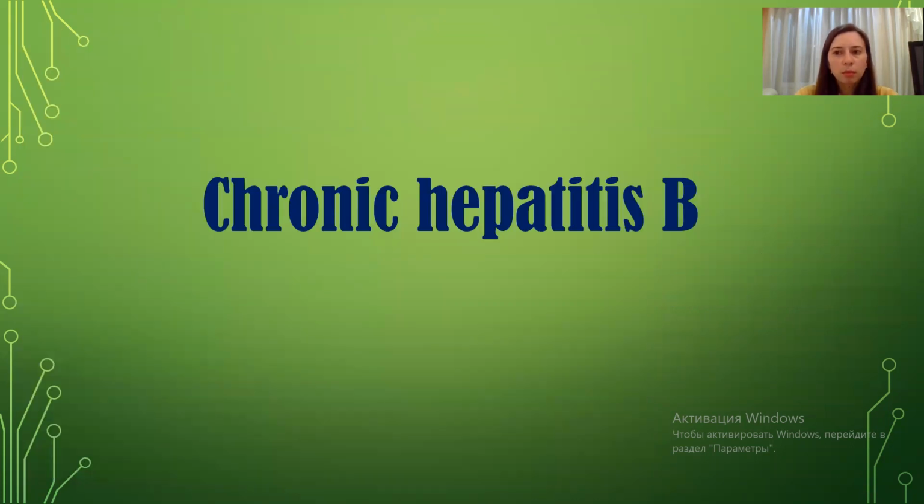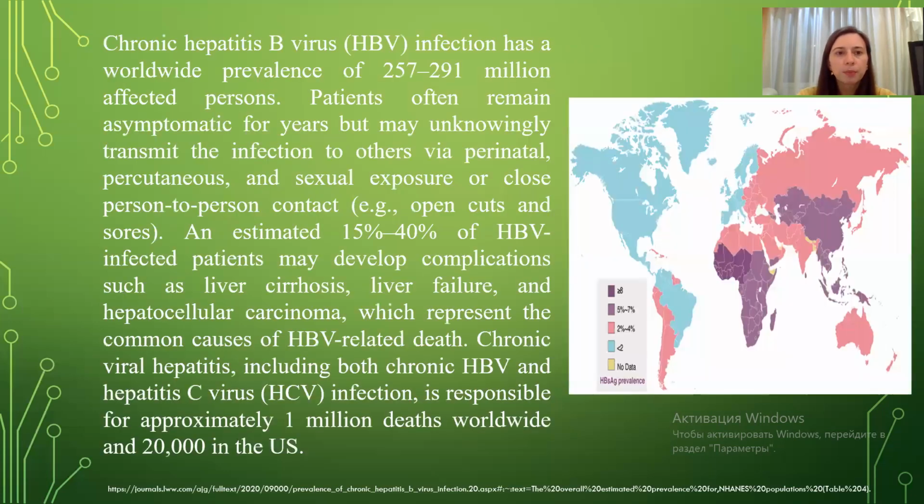And next part of the lecture, chronic hepatitis B. Chronic hepatitis B virus HBV infection has a worldwide prevalence of 257 to 291 million affected persons. Patients often remain asymptomatic for years but may unknowingly transmit the infection to others via perinatal, percutaneous, and sexual exposure or close person-to-person contact.